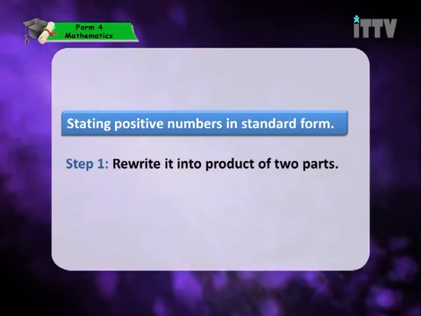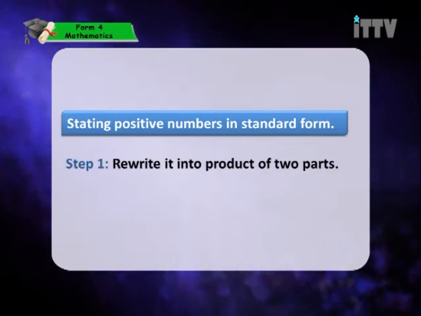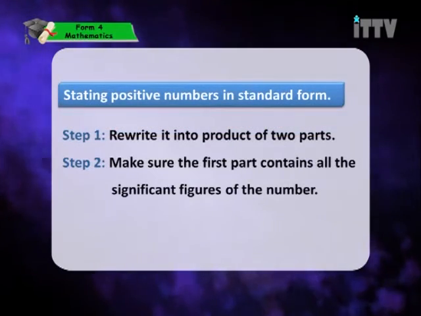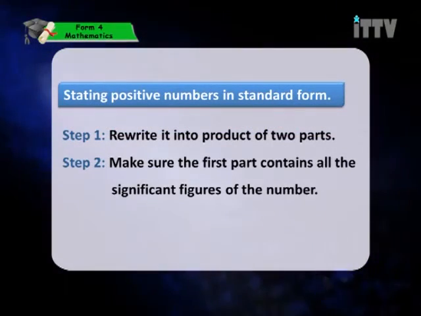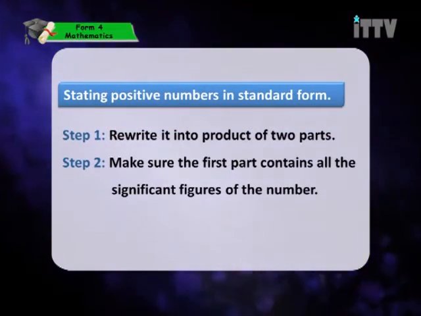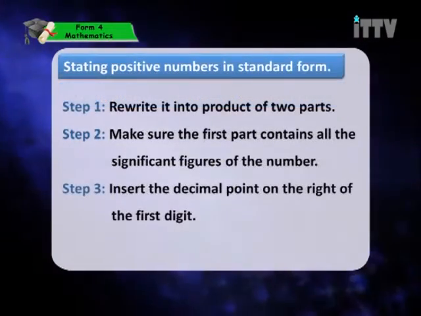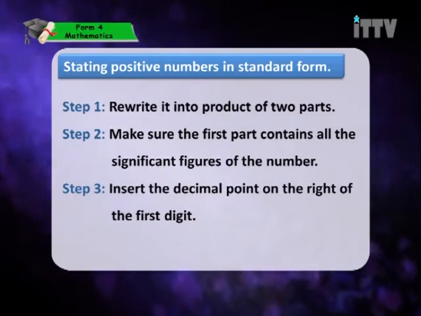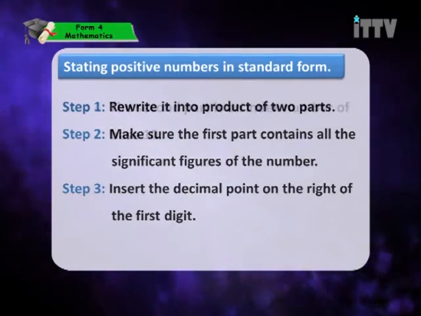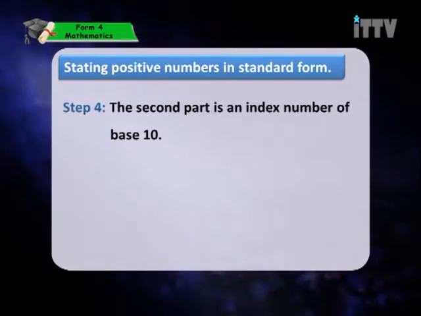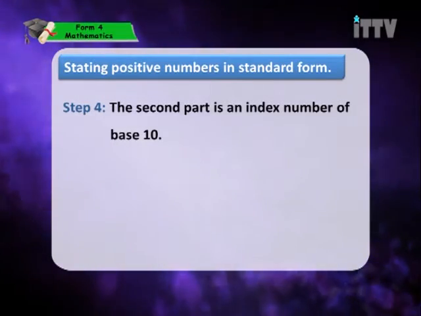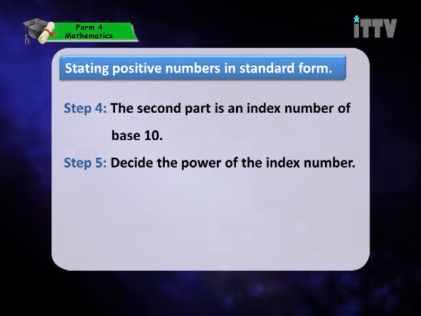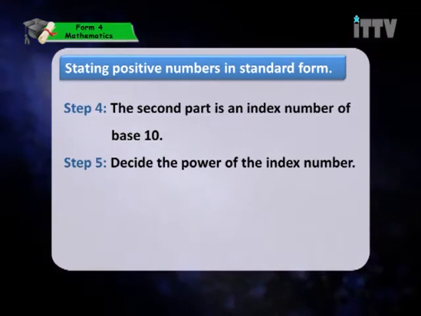Alright, so let's go back to the steps. Remember, step 1, we write it into product of 2 parts. Step 2, make sure the first part contains all the significant figures of the number. Step 3, insert the decimal point on the right of the first digit. Step 4, the second part is an index number of base 10. And step 5, decide the power of the index number.